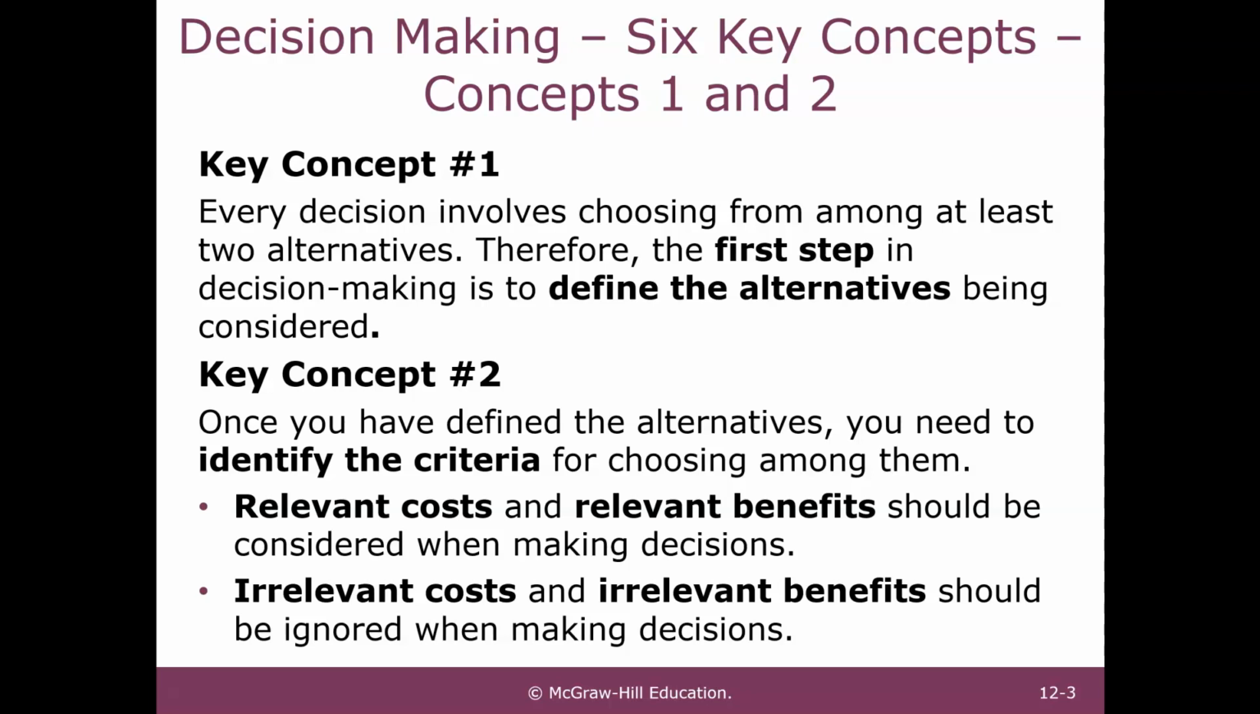The first one is you need to define the alternatives. What are you looking at? Are you looking at adding a product line or staying the same? Are you looking at taking away a product line or staying the same? Are you looking at processing something further? Or what is the product mix that you want to have? What are the alternatives that you're making a decision for? Then the second concept is to look at relevant costs and relevant benefits. If it's not relevant to the decision, you don't need to look at it.